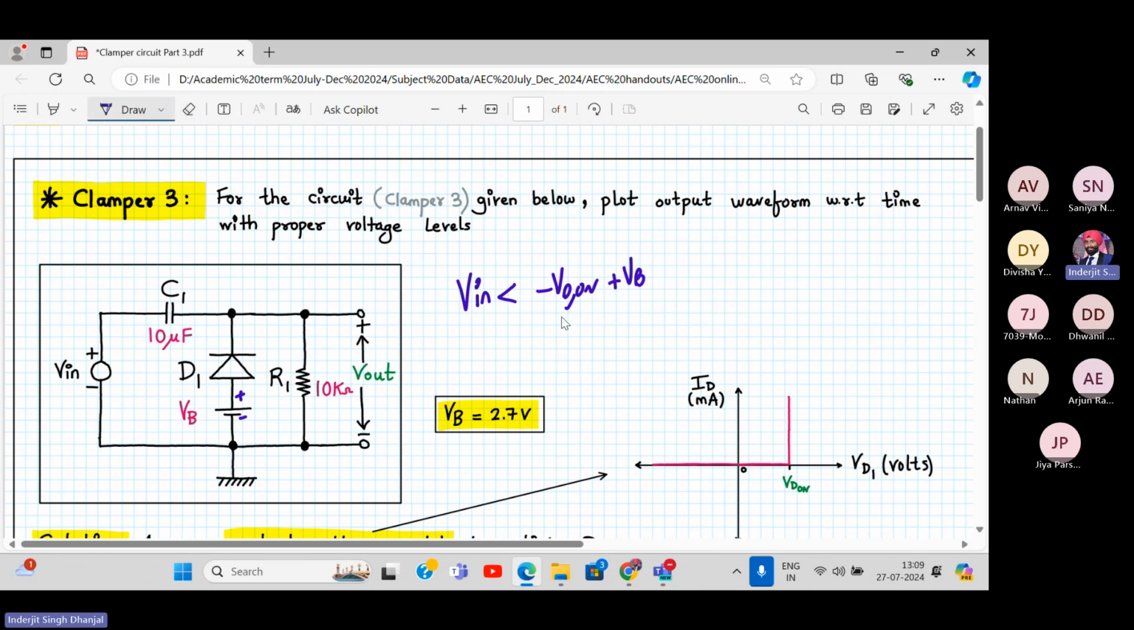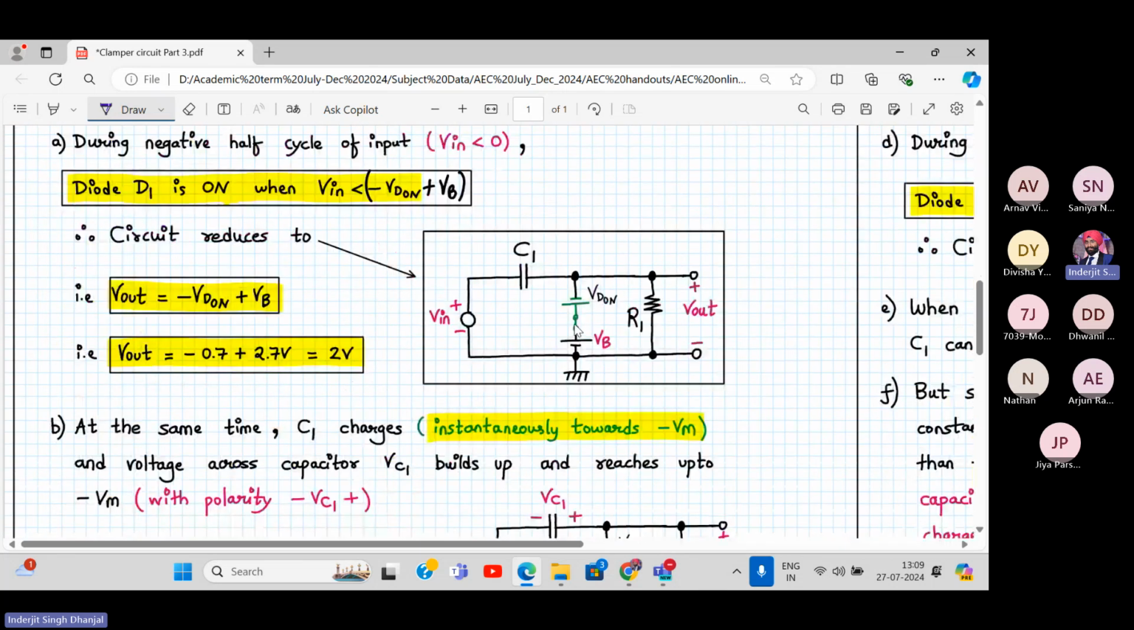So how much should it be? It's actually helping the diode, right? It's not opposing the diode. So it will be plus VB. Okay, so that much amount of voltage will be reduced. So how much will it be? This will be 2.7 and this will be minus 0.7. So it will be 2 volt, right? Yeah, it will be 2 volt.